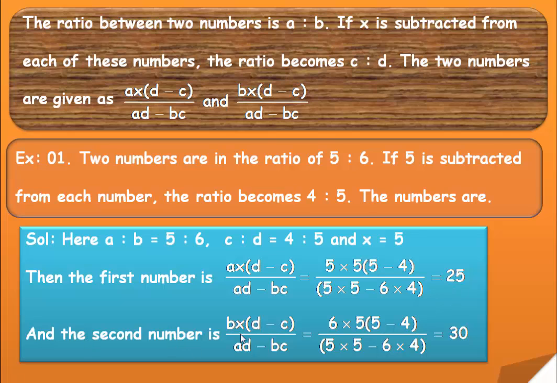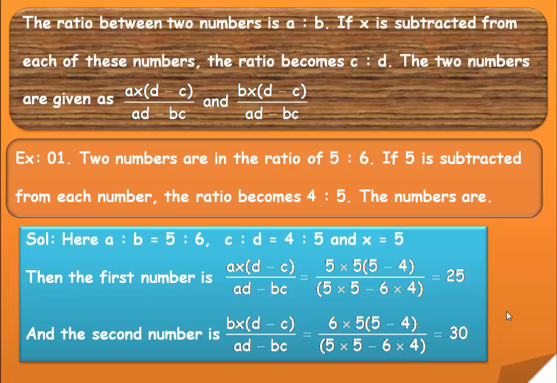And the second number is bx(d - c)/(ad - bc), that equals b is 6, x is 5, into (d - c), 5 - 4, divided by ad - bc, that equals 5 into 5 minus 6 into 4, that gives 30.